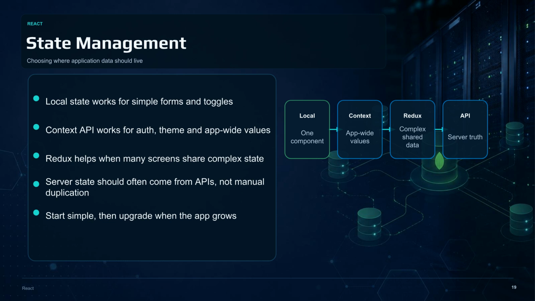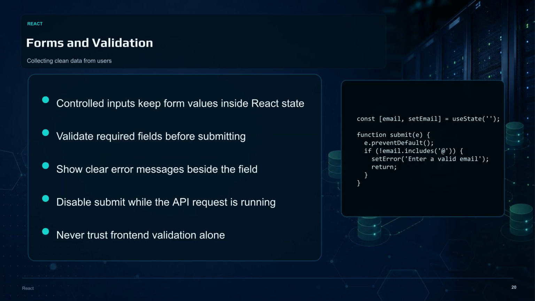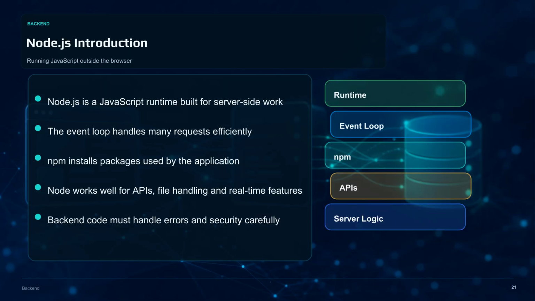Effective state management is key. Use local state for simple components, context API for app-wide values, and Redux for complex, shared data. Always fetch server-side state from APIs to keep your data current. For forms and validation, use controlled inputs to keep values in React state. Always validate required fields, show helpful error messages, and disable the submit button during API requests. Remember, always validate data on the backend.